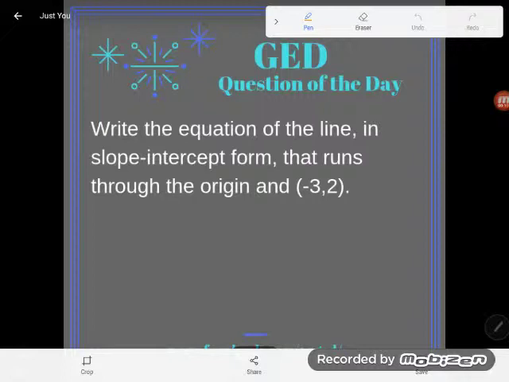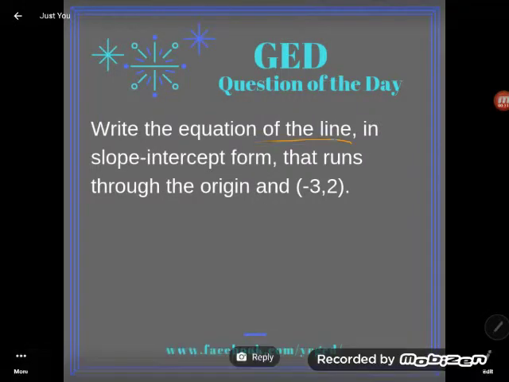We are deep into our series of writing equations of lines. So if you don't have any background knowledge in this, I suggest you go back and look at the older videos so you don't feel so lost, because I'm about to hit the deep water. Here we go. It says write the equation of the line in slope-intercept form that runs through the origin and (-3, 2). So first of all, what are they looking for?